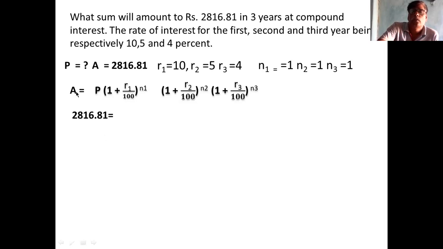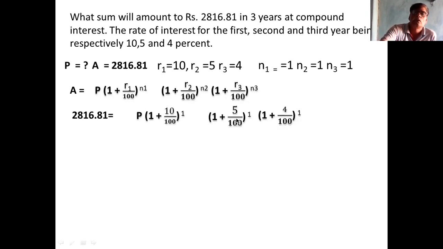Then A value is 2816.81. Then P is P times (1 plus R1 divided by 100) raised to N1. First period: 1 plus 10 divided by 100 raised to 1. Second bracket: 1 plus 5 divided by 100 raised to 1. Third bracket: 1 plus 4 by 100 raised to 1. Three periods and three rates are there. This is the equation. Then simplify it.